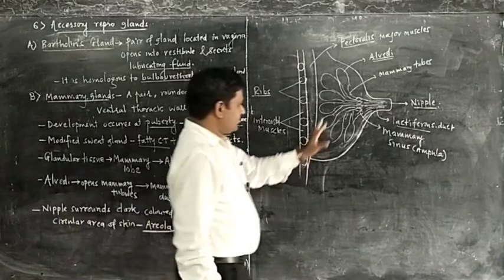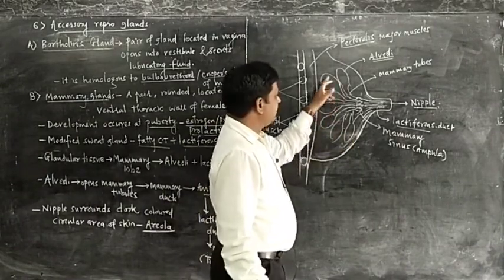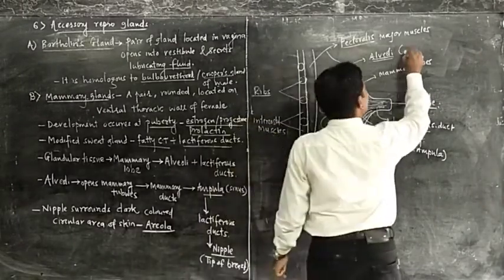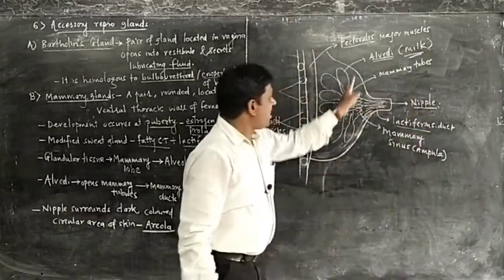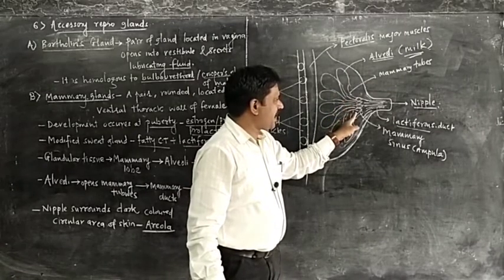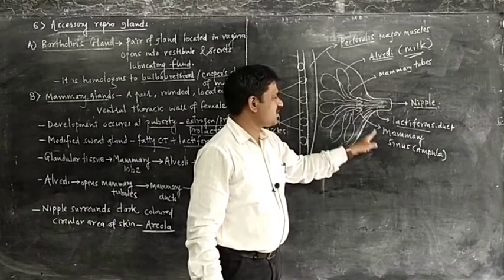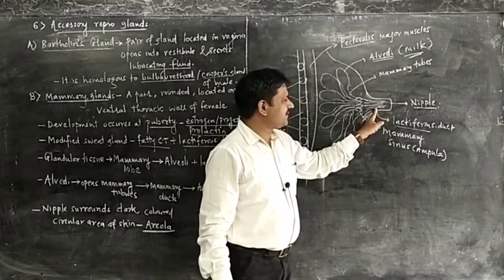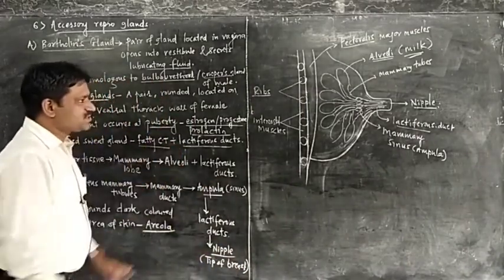Now see, this is the glandular tissue, and these are the alveoli. These alveoli produce milk; they are milk secreting glands. All the alveoli open into mammary tubes. All the mammary tubes join to form ampullae, or the sinuses. All the ampullae open into lactiferous ducts, and all the lactiferous ducts open into the nipple.